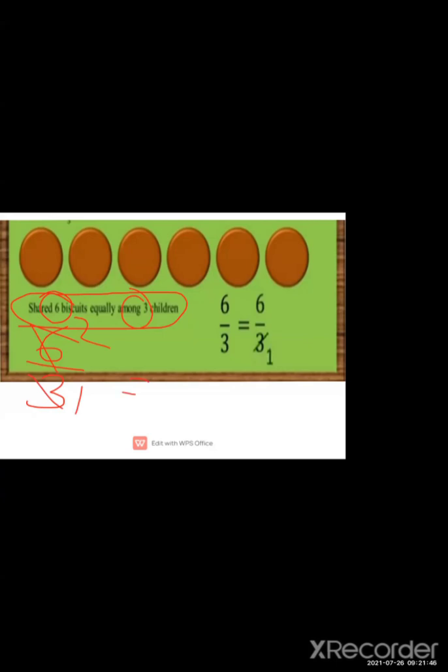It means the one children will get 2 biscuits. Here you got the answer. Okay.